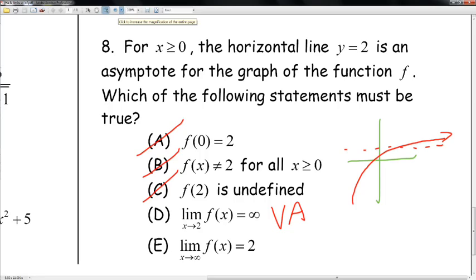When we talk about a horizontal line, remember we're talking about E. That's the notation that we're talking about. When x is going to infinity, because x has to be greater than or equal to 0, so we're going to positive infinity. And if I have a horizontal line, y equals 2 is my asymptote. That's what it has to equal. It has to equal 2. And so the limit as x approaches infinity of f of x has to be 2.